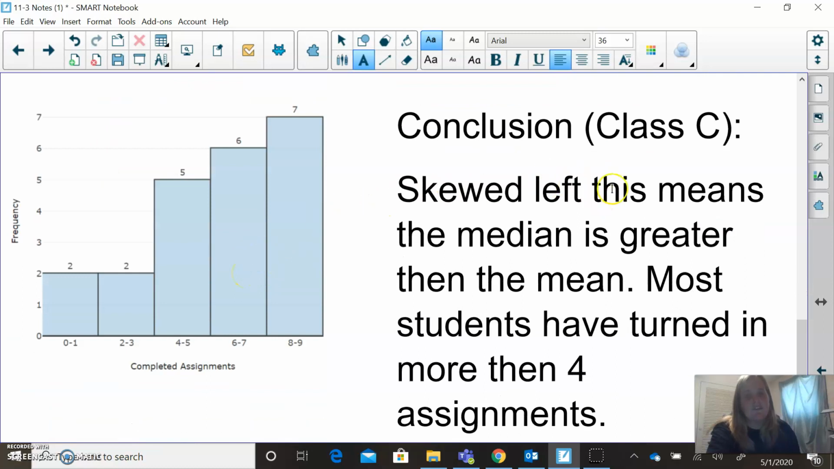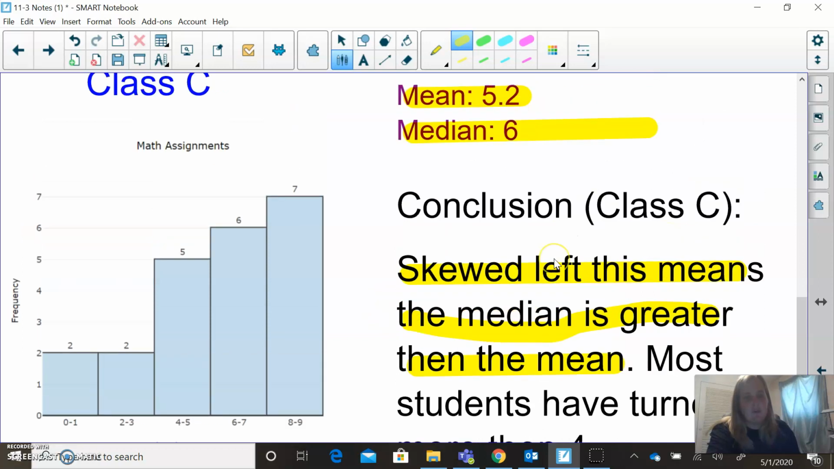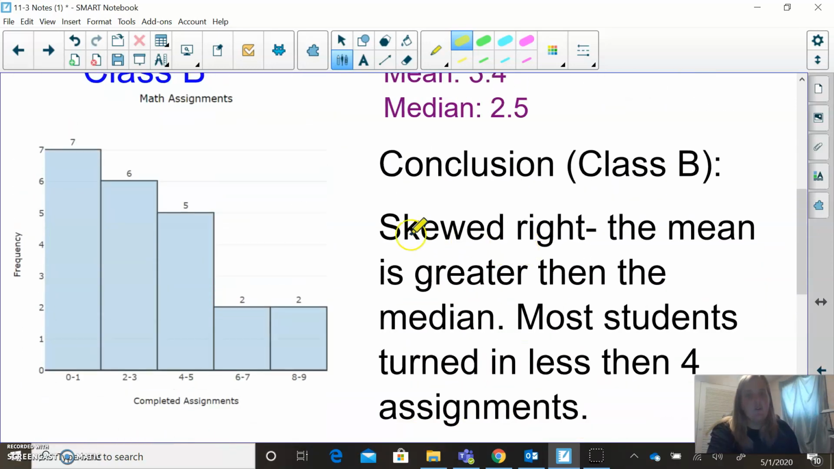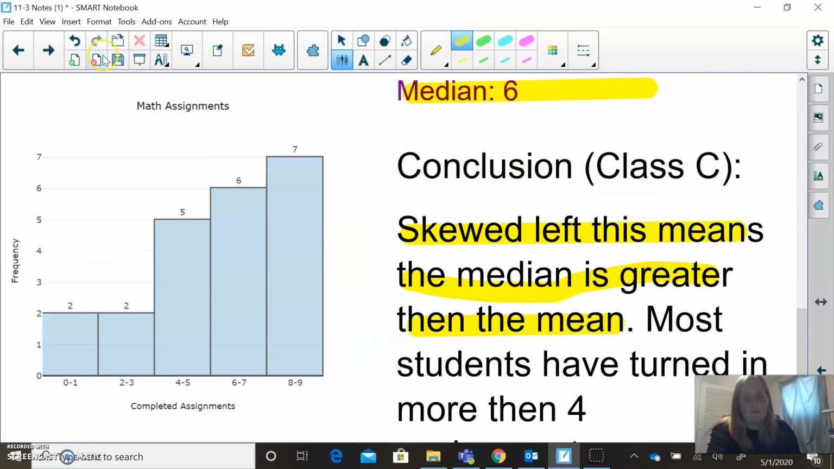So just remember, this is skewed left. This means that the median is greater than the mean. That is like the most important part. So skewed left, this means that the median is greater than the mean. And for skew right, the mean is greater than the median.